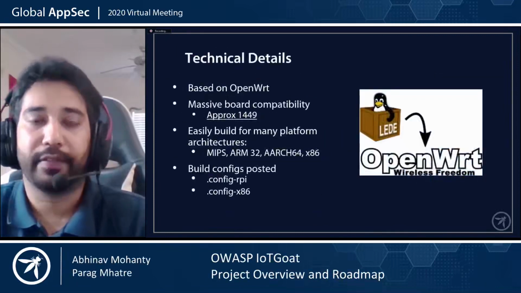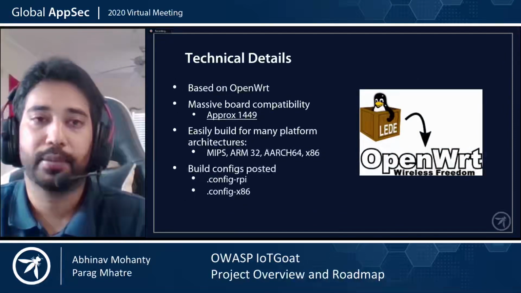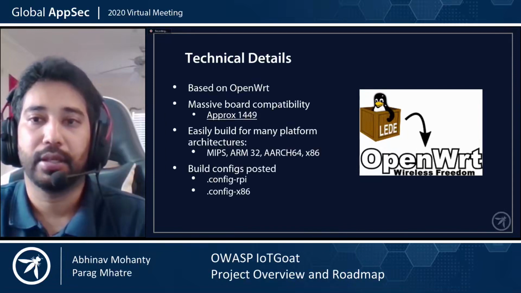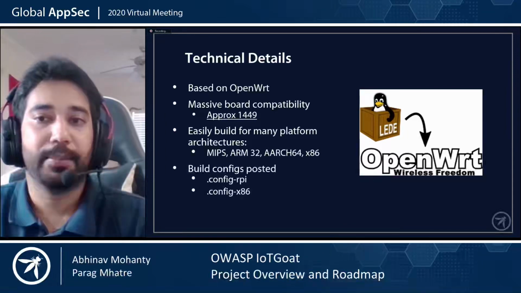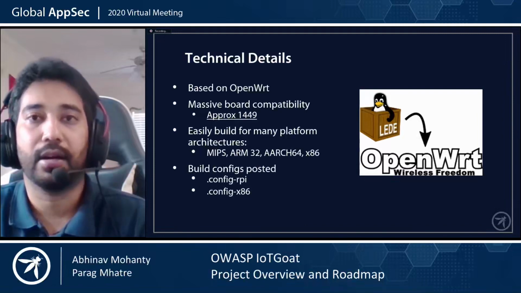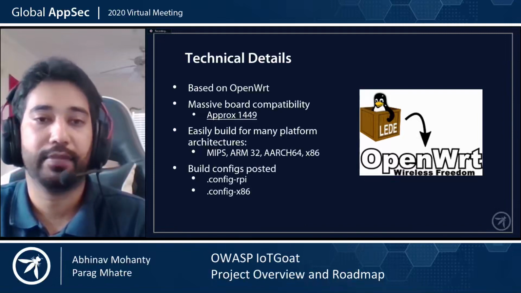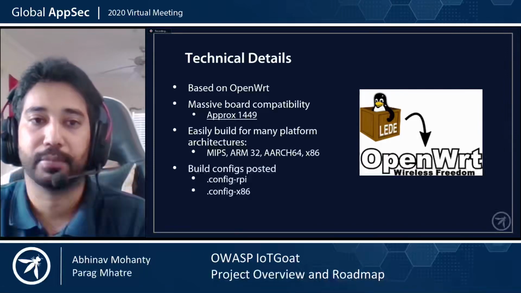So as I mentioned previously, IoTGoat is based on OpenWRT, and this makes it compatible with over 1400 circuit boards. It can be easily built for multiple platforms that include MIPS, ARM, Arch, and it can even be built for x86 systems. The build configurations have already been developed and are readily available on the GitHub repository of the project.